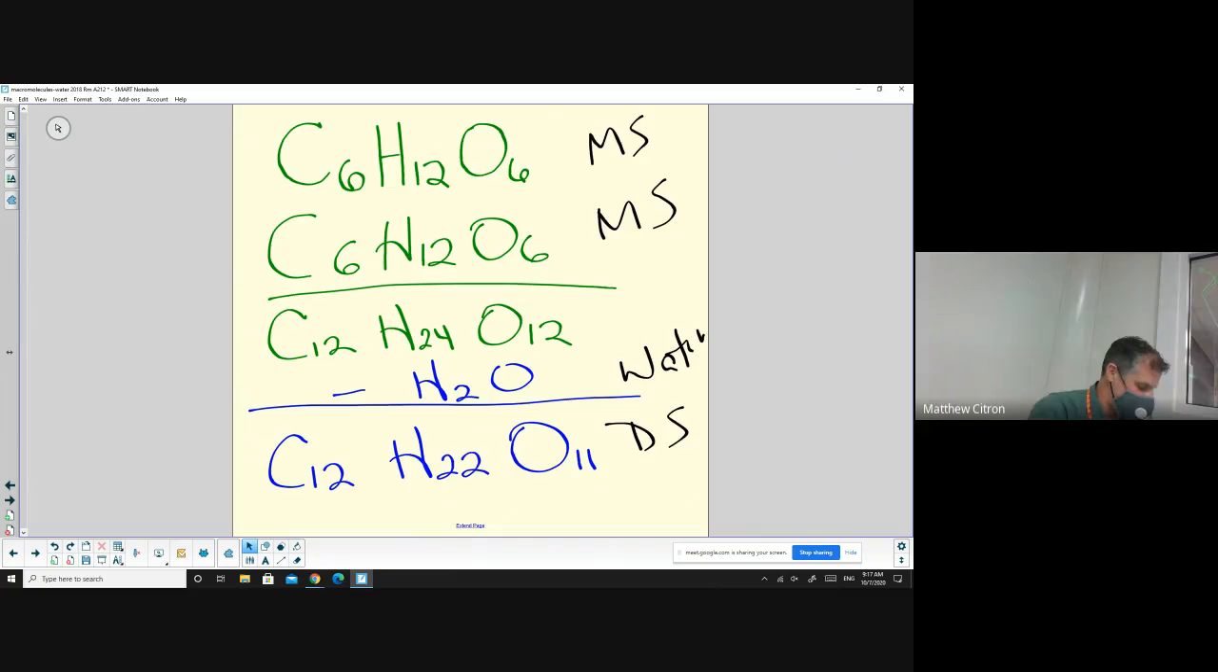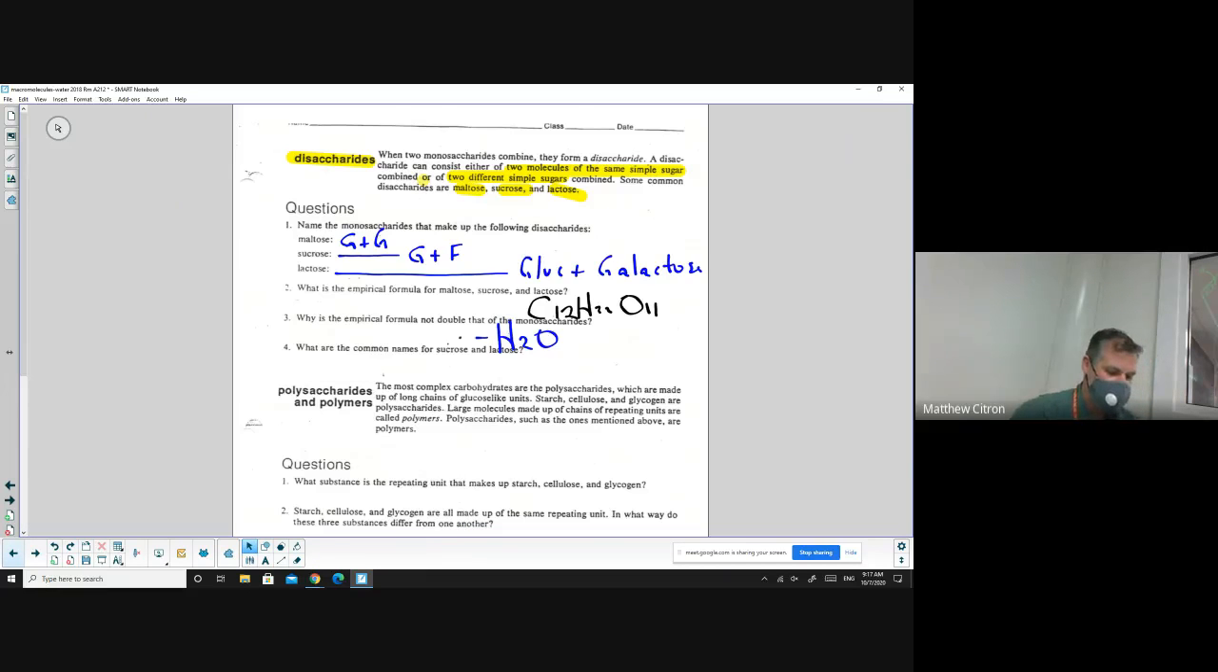And then the last question on this, and I'm going to stop the recording. What are the common names for sucrose and lactose? Sucrose is just generally like table sugar. That's the stuff that you generally buy. And then lactose is milk sugar. Fructose is found in fruits generally.